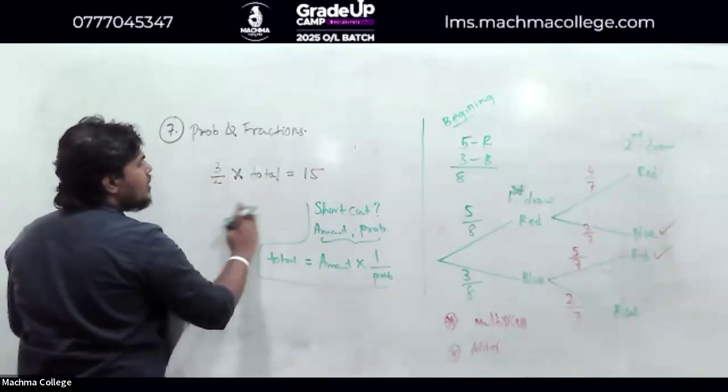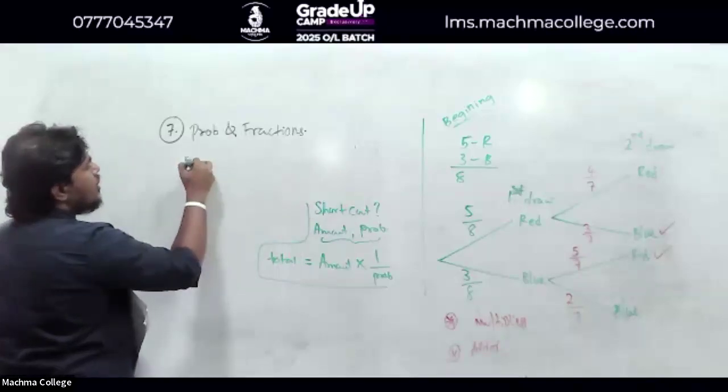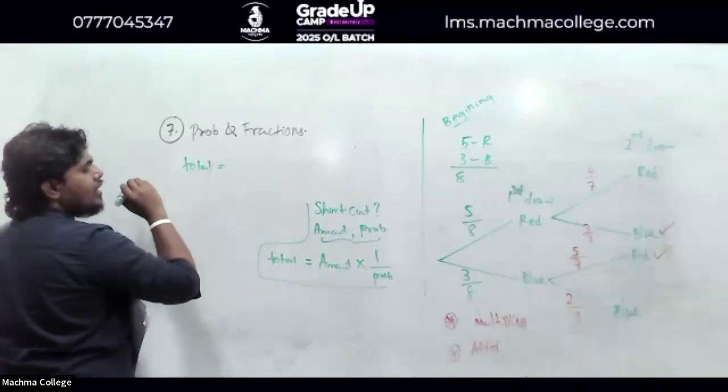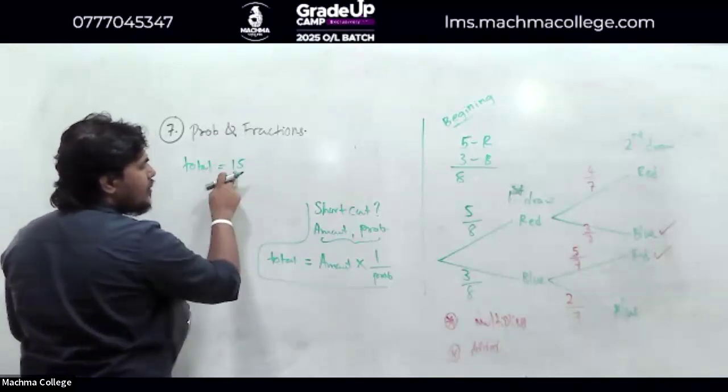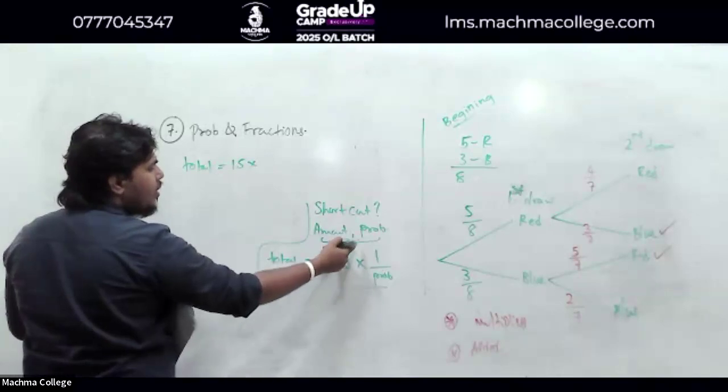So here total is very easy. Total number of toffees very easily you can get. I know the amount. What's the amount of mango toffees? What's the probability of mango toffees?